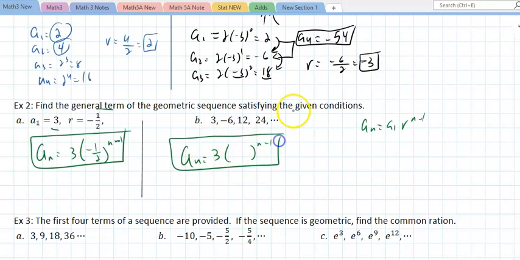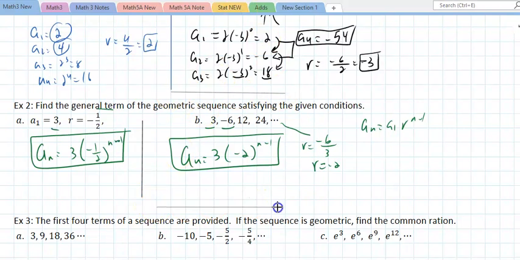They didn't give me R, but they told me this is geometric. So take any term and divide it by the previous term. And there it is. Now that you've seen arithmetic, geometric behaves pretty much the same, just multiply instead of adding.